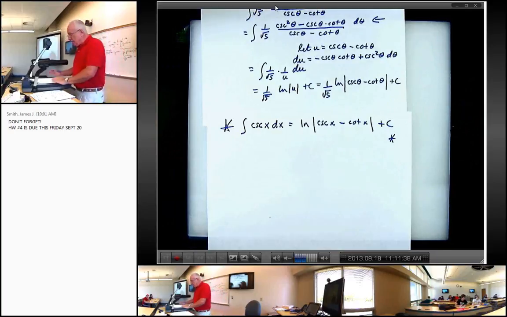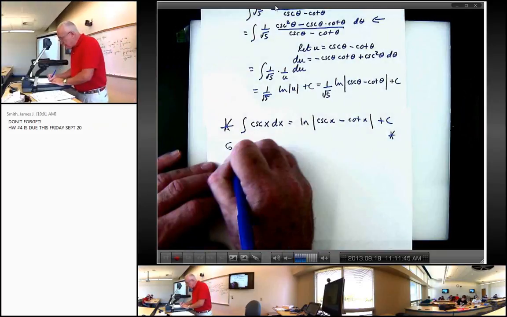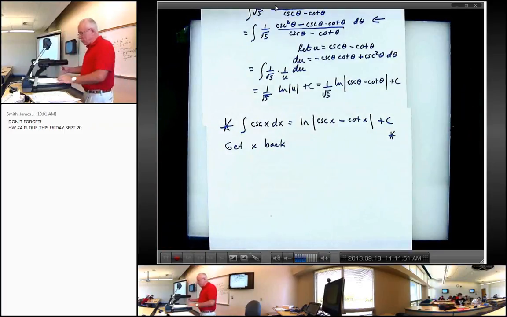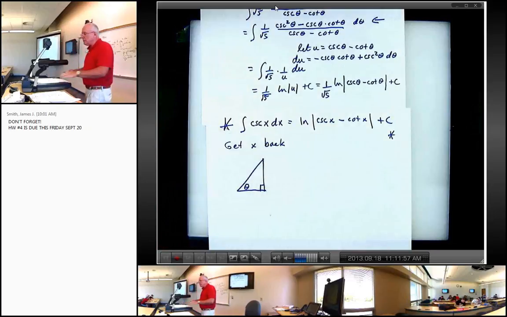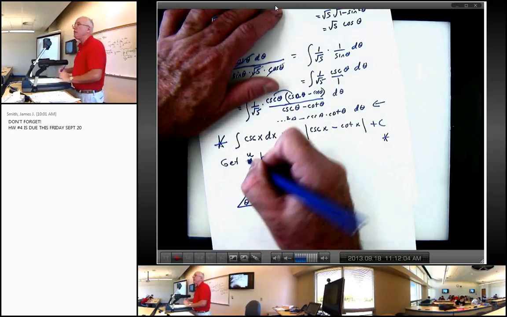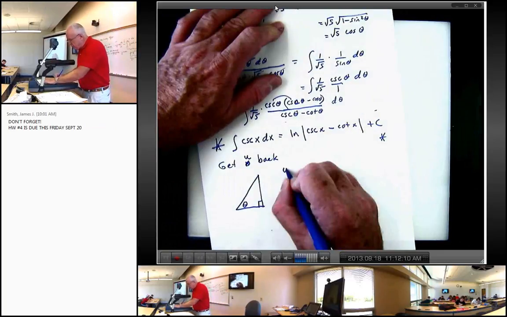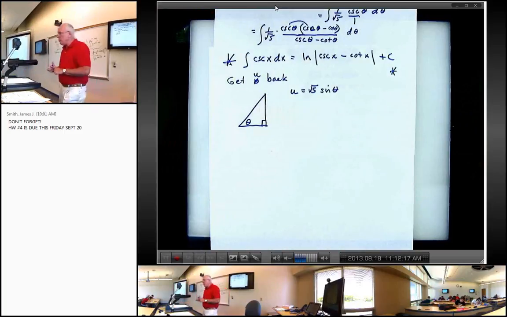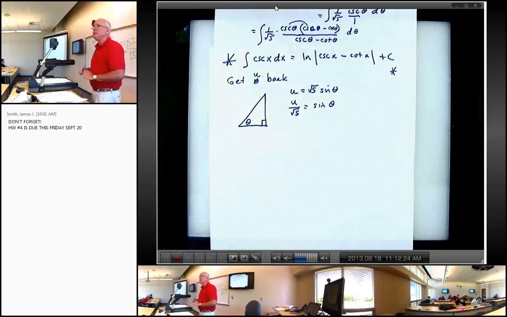Okay, so we obtained our antiderivative here in terms of theta, like we've done before. So we need to get x back in our answer. All right. So again, we're going to draw a picture. We're going to stick in our theta here. Actually, I'm sorry, I should say get the u back, because we started with u. So our initial substitution was u is equal to the square root of 5 times the sine of theta. All right. So divide by the square root of 5. So we have u divided by the square root of 5 is equal to the sine of theta.